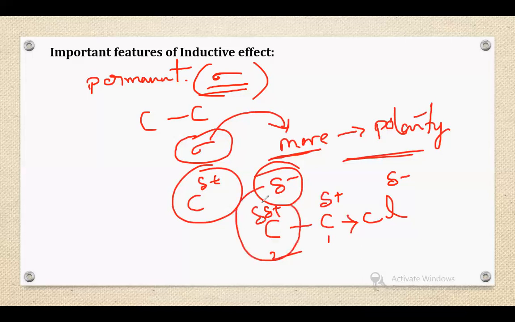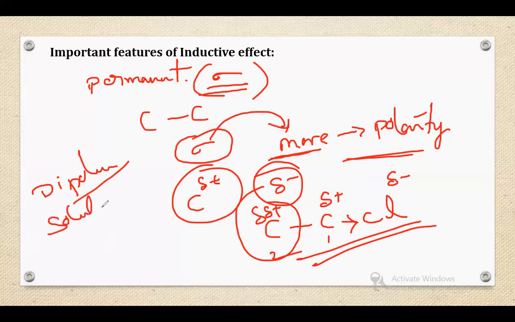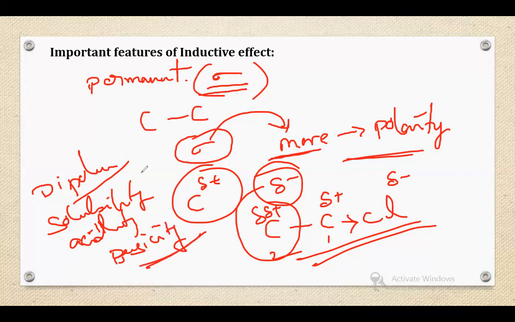If more substituent groups are attached to carbon, then the stability of that group increases. So this inductive effect brings changes in physical properties, like dipole moment, solubility, etc. And other chemical properties like acidity, basicity can vary with the inductive effect or the attached group or group of atoms.